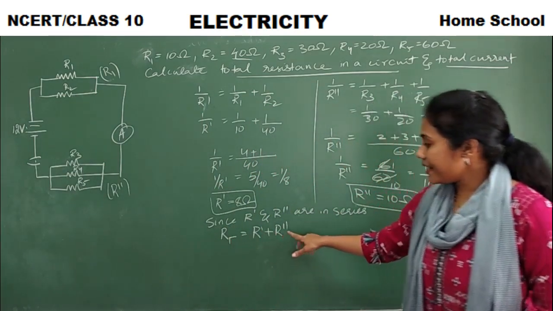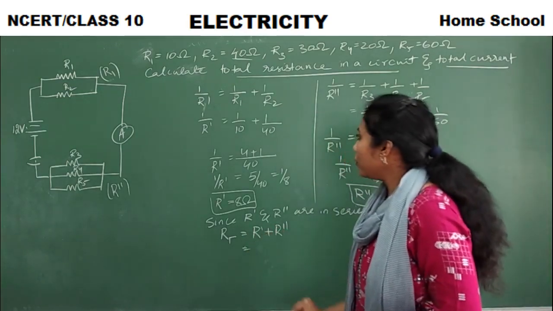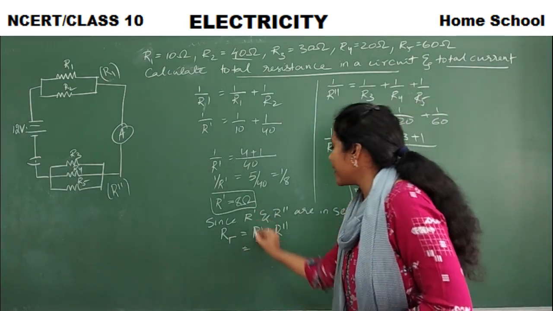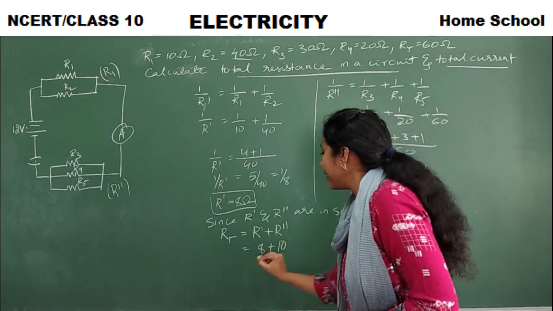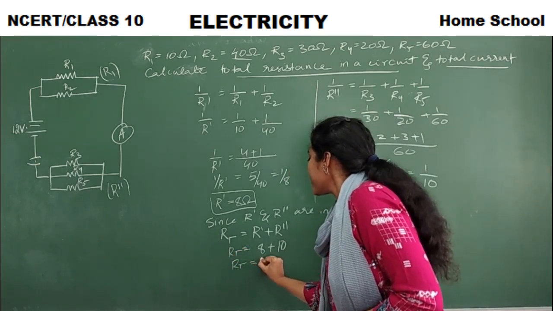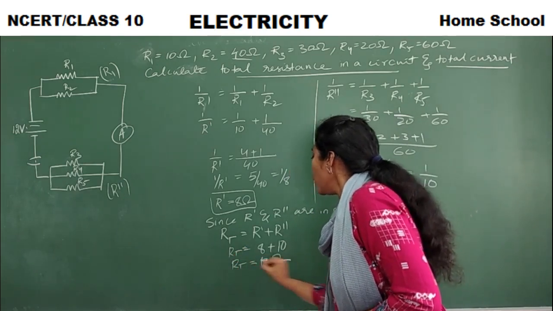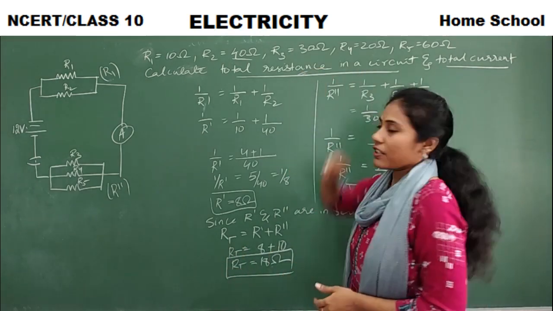Since they are in series, I am just adding. Okay, so what is R double dash value? 8 plus R double dash value is 10. So what is R total? R total is equal to 18 ohms. So this is the answer for our first question.